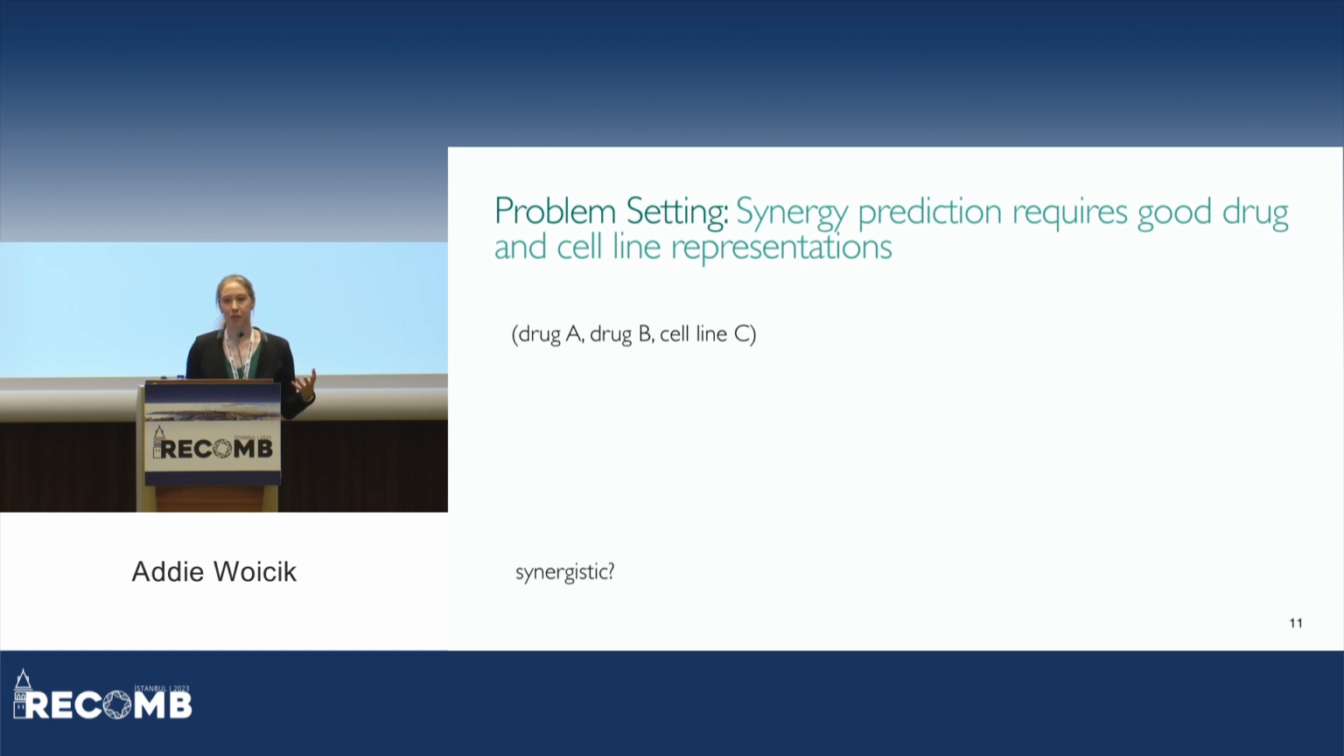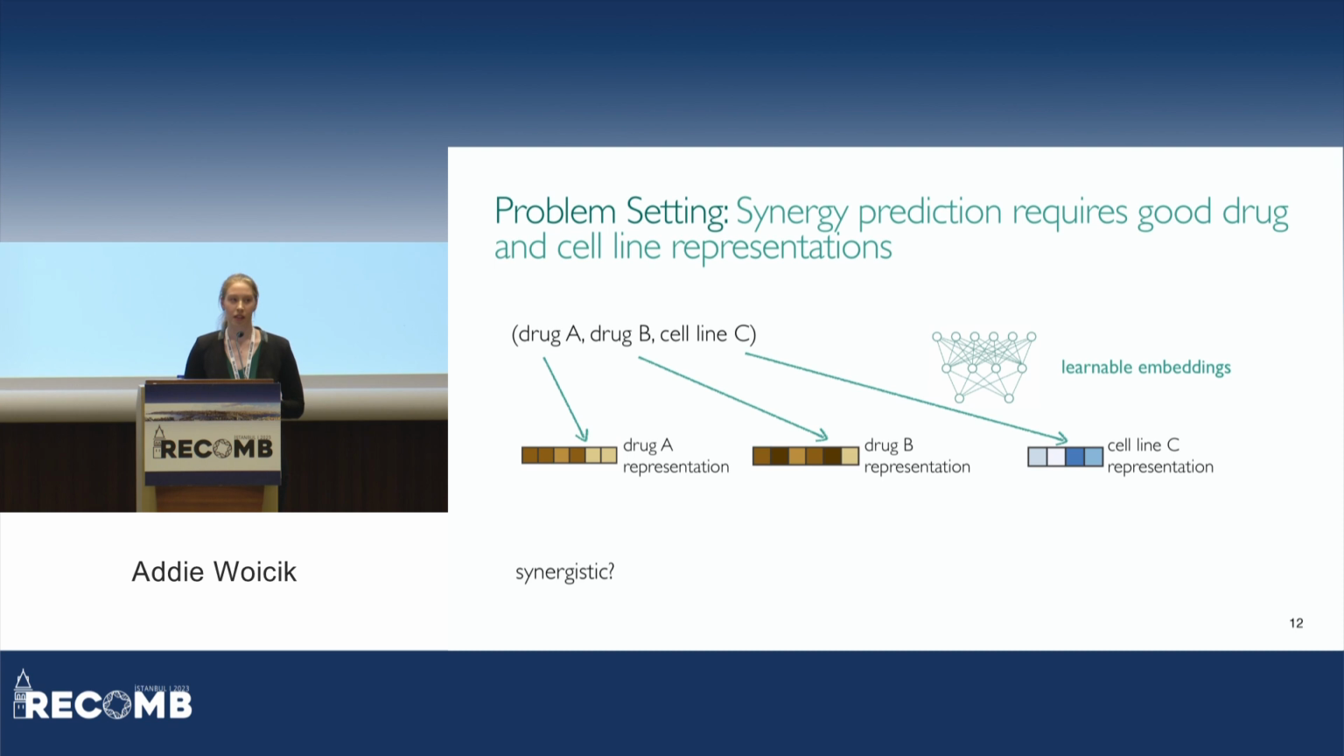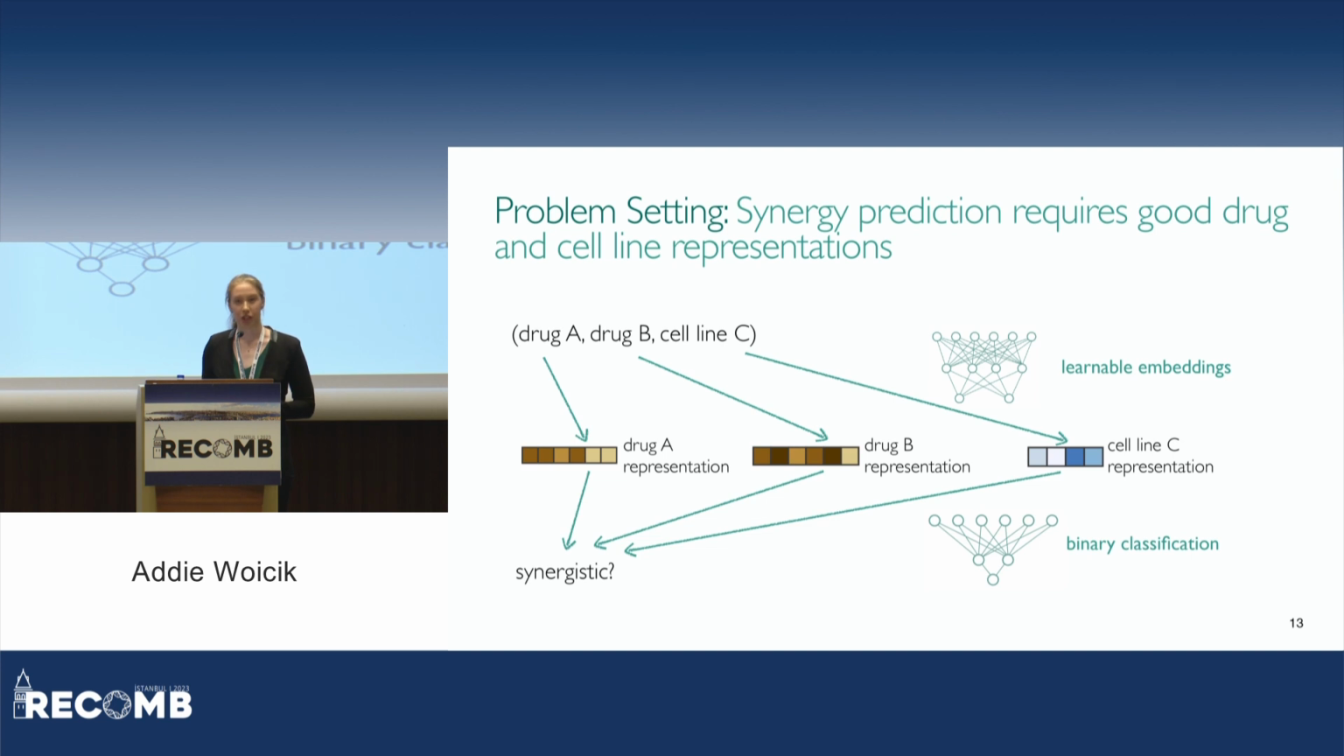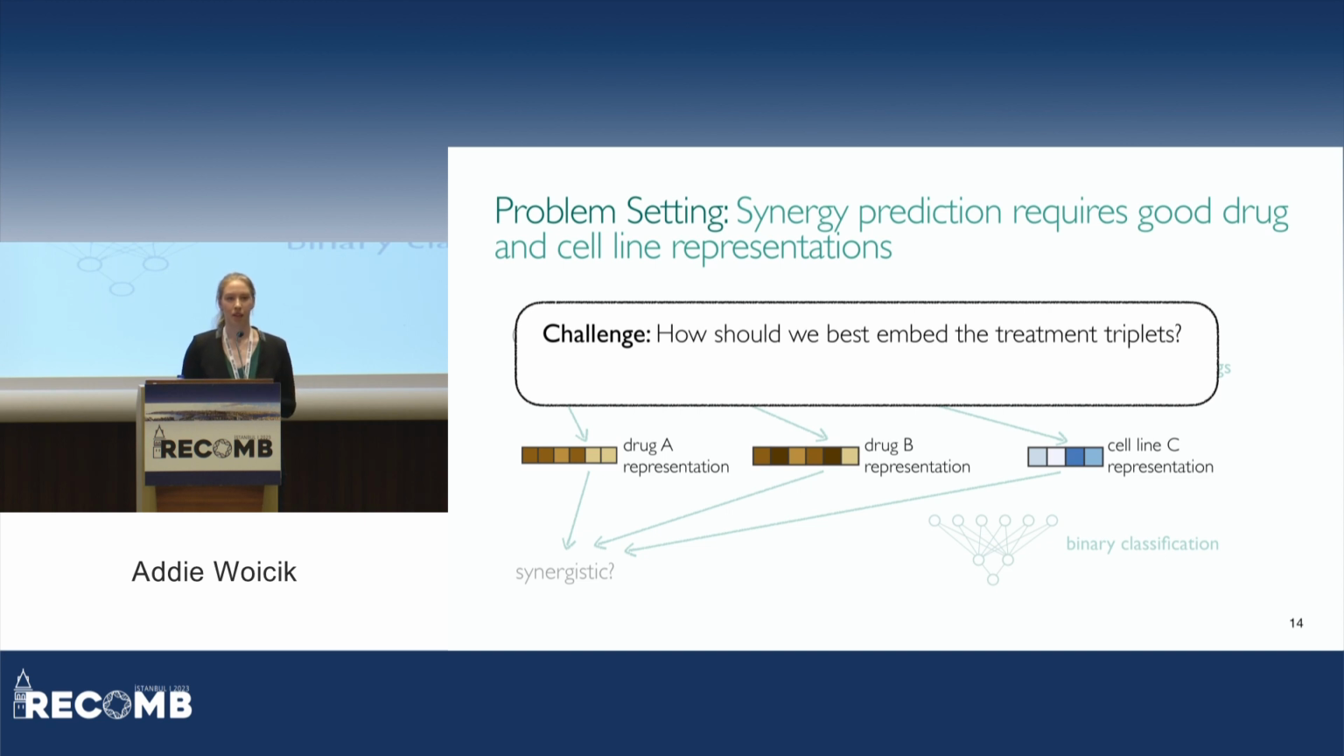Moving to a machine learning problem setting then, we consider an input as a treatment triplet containing two drugs and a cell line, and our goal is to predict whether or not they'll be synergistic. So a deep learning model tackling this problem can either explicitly or implicitly learn representations for the drugs and the cell line and use these representations to perform binary classification. Now, any model following this pretty general framework has several important decisions to make, and one of which is how should we best embed these representations and how should we combine them to learn something that tells us useful information about the treatment. And for what I'll be focusing on for most of today, we can also ask, how should we best represent the drugs?